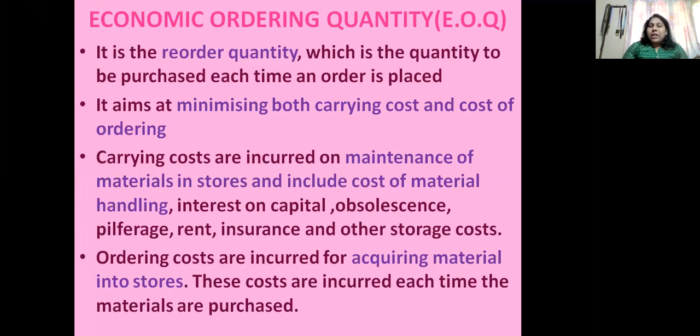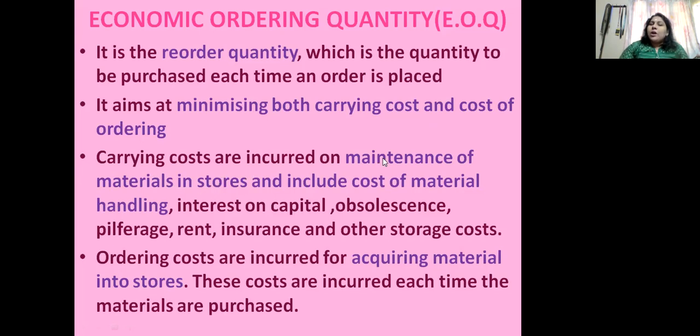Let me explain the meaning of economic ordering quantity. The economic ordering quantity, abbreviated as EOQ, is otherwise known as the reordering quantity. What do you mean by that? It is the quantity to be purchased each time an order is placed. It aims at minimizing both carrying cost and cost of ordering.